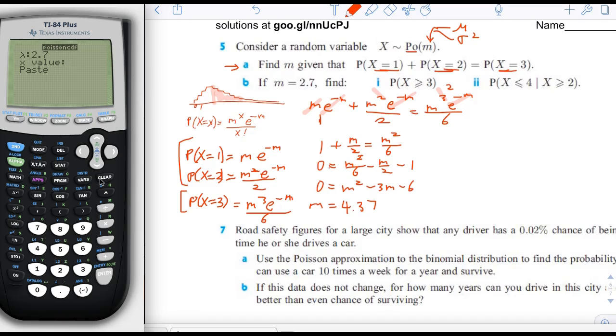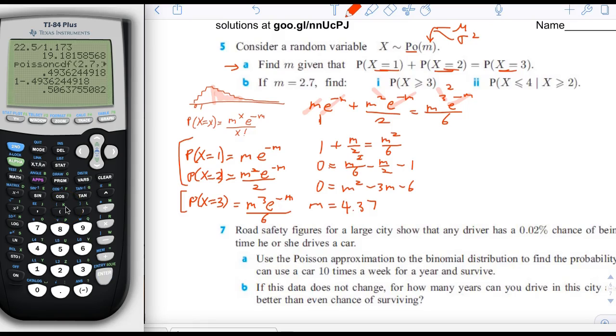The Poisson CDF distribution function on the calculator calculates less than or equal to something. So if we want to find the probability of the interval greater than or equal to 3, we're going to find the probability of less than or equal to 2 and subtract that from 1. So we put in 2 and that gives us 0.494, and then we subtract it from 1. So 1 minus that is what we want, 0.506.